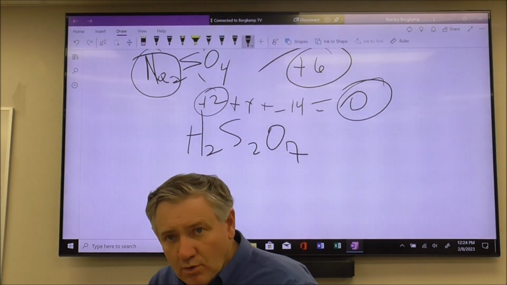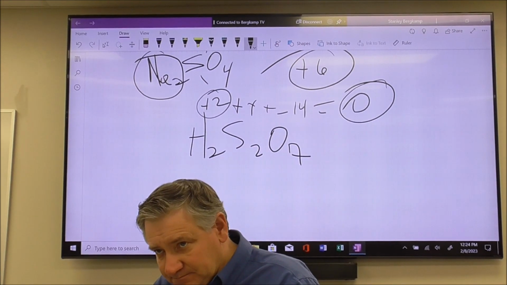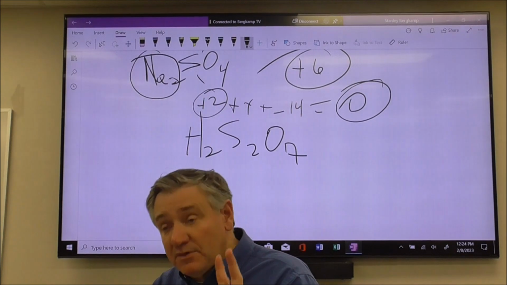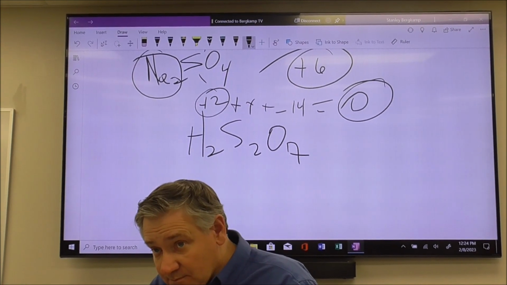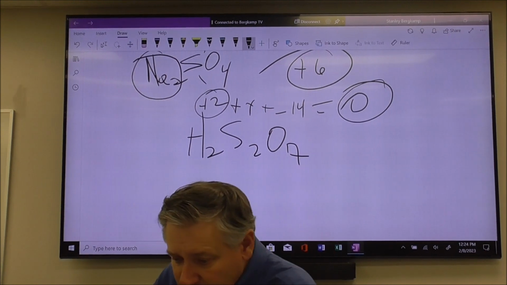So what's the total charge the sulfur has to have? +12. But there's 2 of them. So each sulfur is going to have a charge of +6.